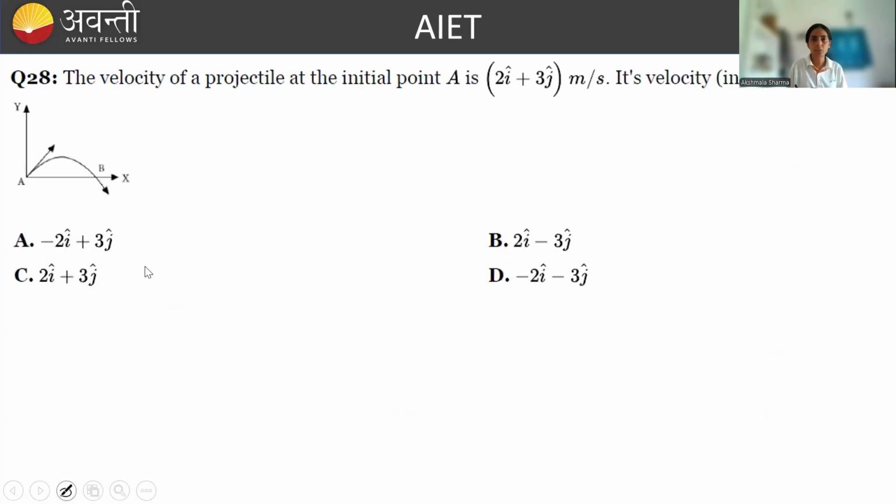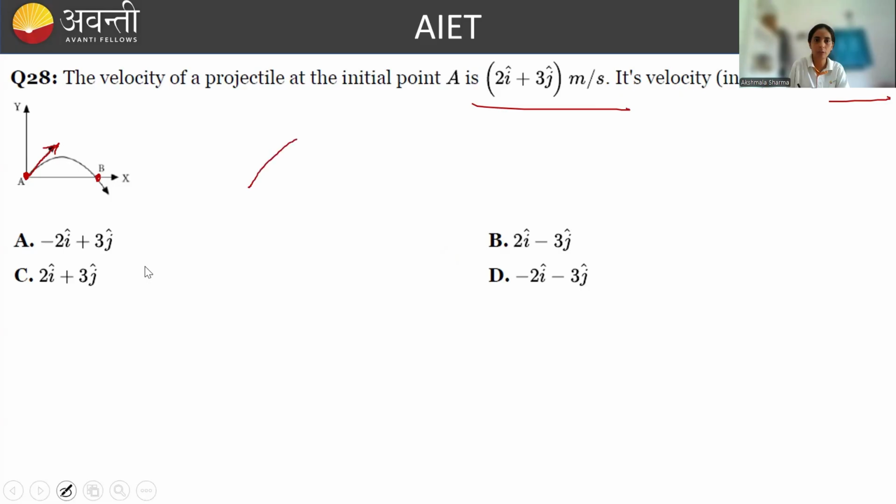Now, the velocity of projectile at initial point A is this. Its velocity at point B is how much? So if you see here, we don't need to solve this question. At point A, velocity is in this direction. At point B, velocity is in this sense, right? Where is the loss of energy? Just look at the energy.